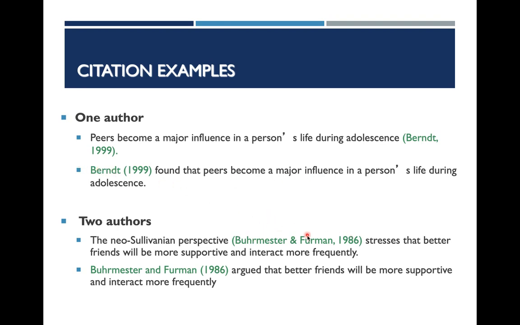Now, obviously, not all papers are written by a single person. So this is what it looks like when you have two authors. In a parenthetical citation, we separate them with an ampersand. In a non-parenthetical, or what I like to call a prose citation, we separate them with the word and, because they are in the sentence.